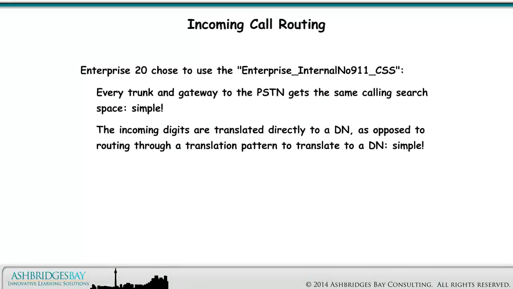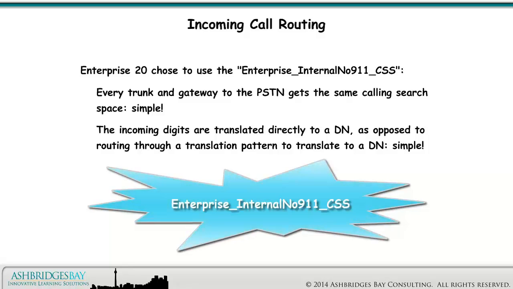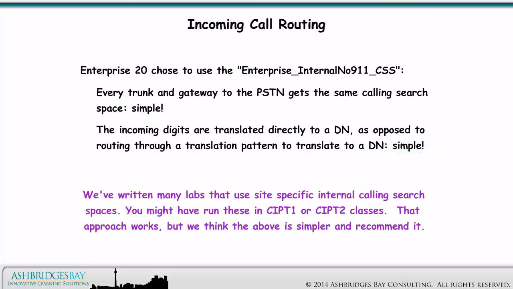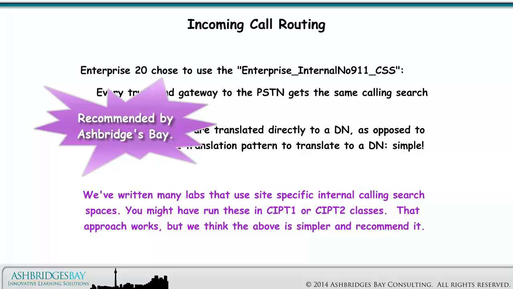Enterprise 20 chose to use the Enterprise Internal No 911 calling search space. Every trunk and gateway to the PSTN gets the same calling search space. Simple. The incoming digits are translated directly to a DN, as opposed to routing through a translation pattern to translate to a DN. Again, we went with simple. We've written many labs that use site-specific internal calling search spaces. You might have run these in CIPT1 or CIPT2 classes. That approach works, but we think the above is simpler, and we recommend it.